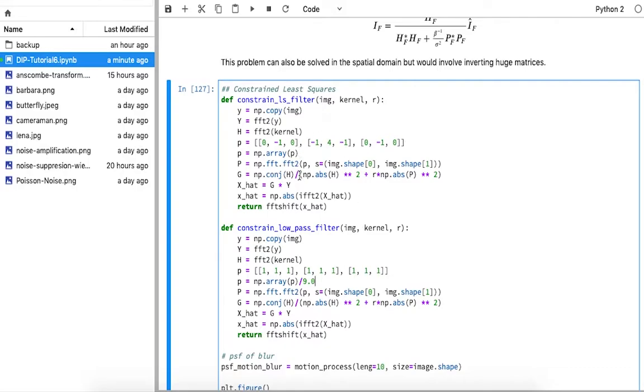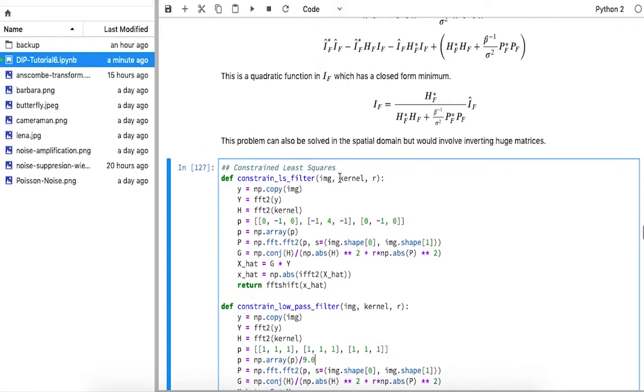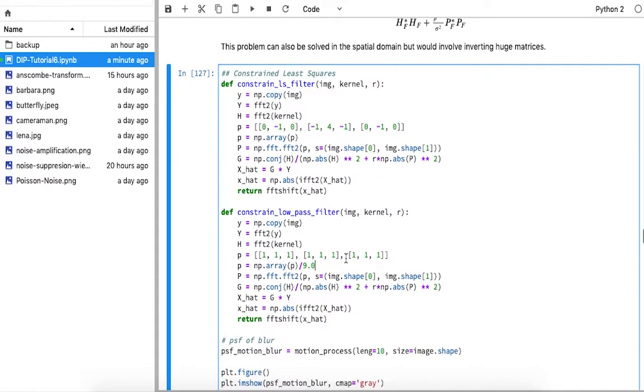Essentially, the implementation is pretty straightforward. It's just writing down whatever is here, and the key thing is I took my P here, took the Fourier transform of it, and wrote it down. That's it.